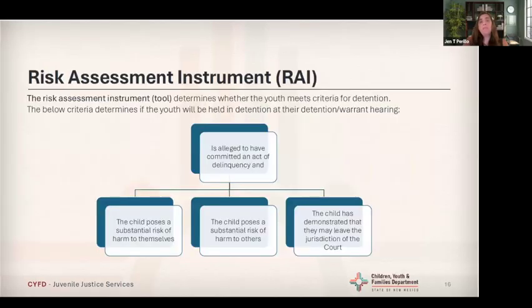When making decisions about detention, the juvenile probation officer will complete a risk assessment instrument, or RAI, and this tool determines whether the youth meets criteria for detention. So first off, they have to have committed a delinquency act as opposed to a status offense, and they have to have posed a substantial risk of harm to themselves or others, or demonstrated that they are at risk of leaving the jurisdiction of the court.